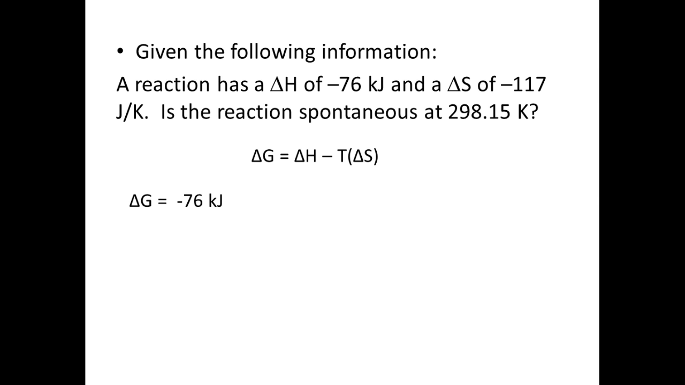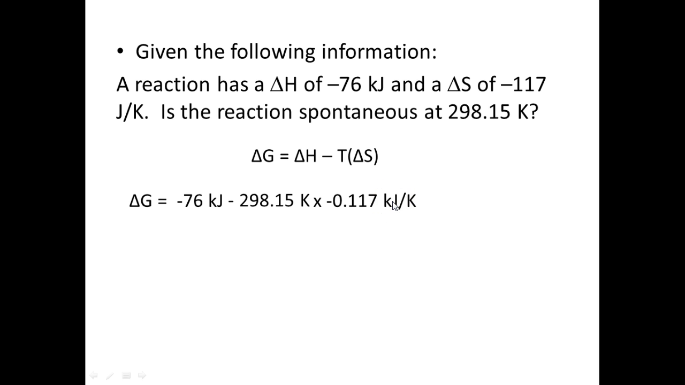Negative 76 kilojoules. We are going to subtract the next product. So we need our temperature in Kelvin, which is 298.15 Kelvin. And we're going to multiply that by our entropy, which is negative 117 joules per Kelvin. However, if you notice on this, I've had to change the joules per Kelvin into kilojoules per Kelvin so that my labels for these two items are the same.